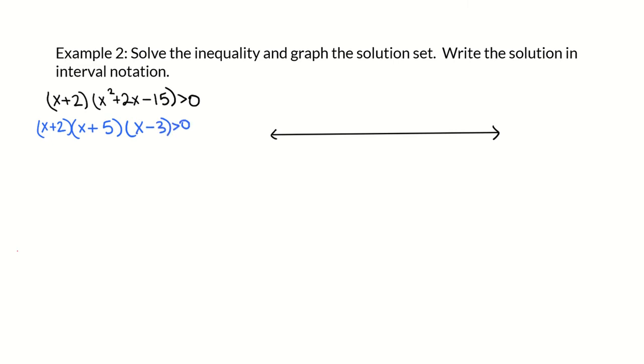And now we solve. So set each of these factors equal to 0. The solution for this first one would be x equals negative 2 after setting x plus 2 equals 0, x equals negative 5 after setting x plus 5 equal to 0, and x equals 3 from setting x minus 3 equal to 0. Now we plot those three solutions in order from least to greatest.